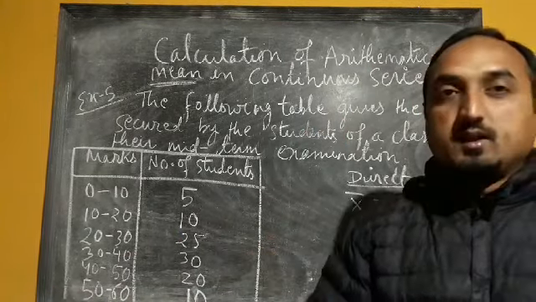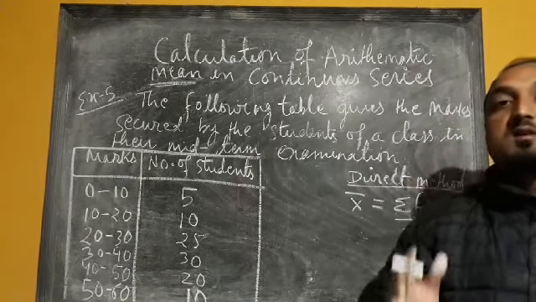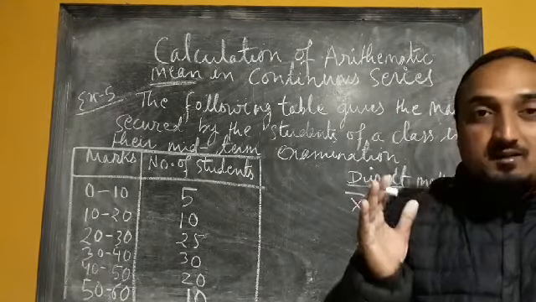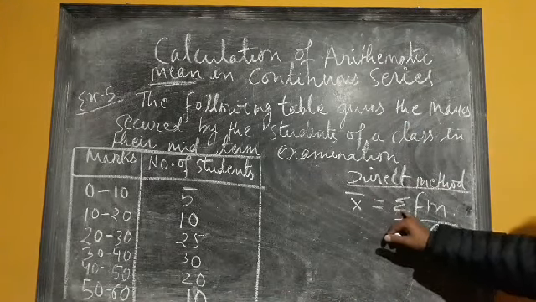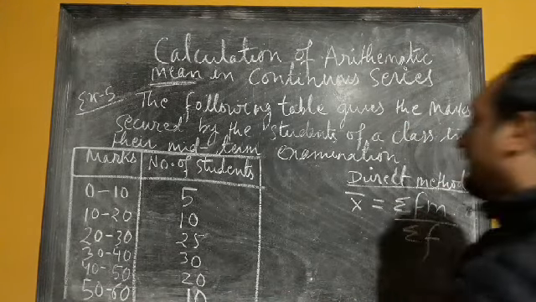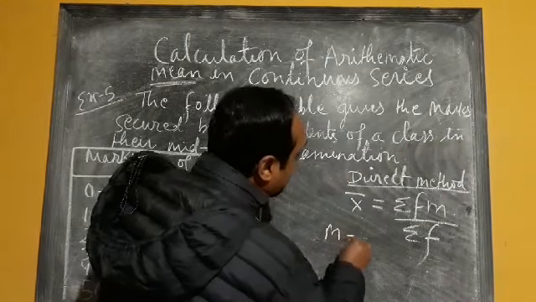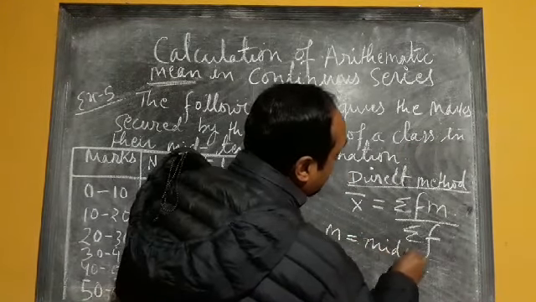So here the class interval of marks is given and the number of students, this number of students will be your frequency. Now in order to calculate arithmetic mean by applying direct method, this is the formula: x bar equals summation f m by summation f. Now here m is the mid value.